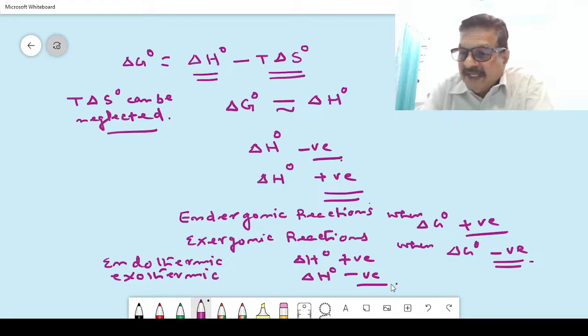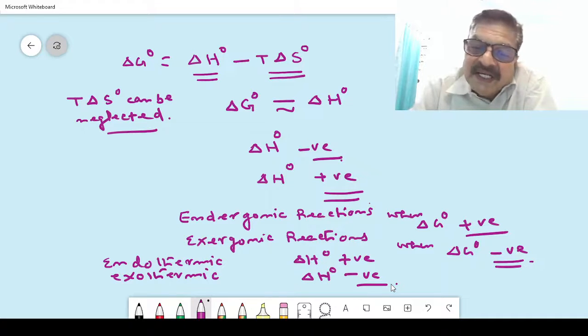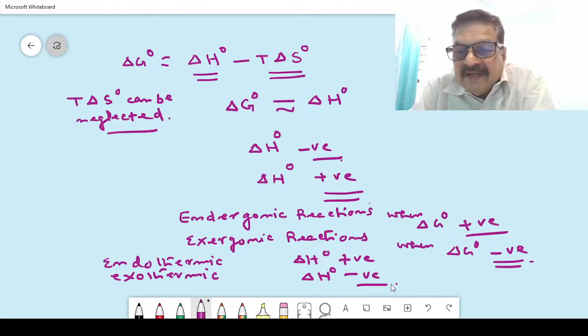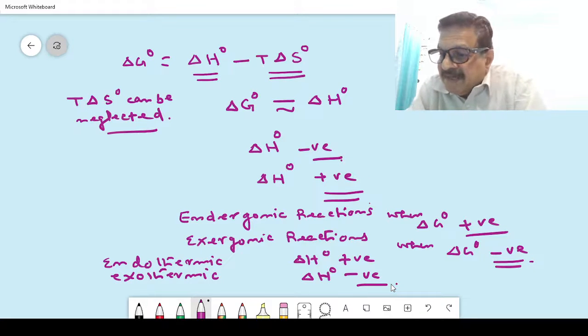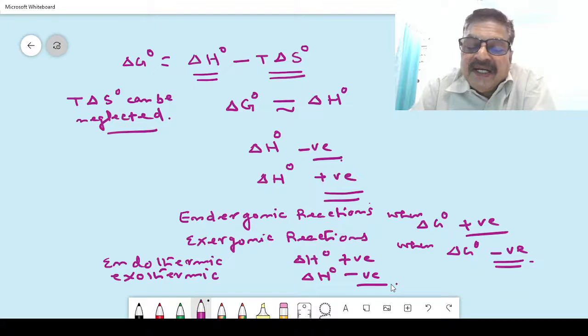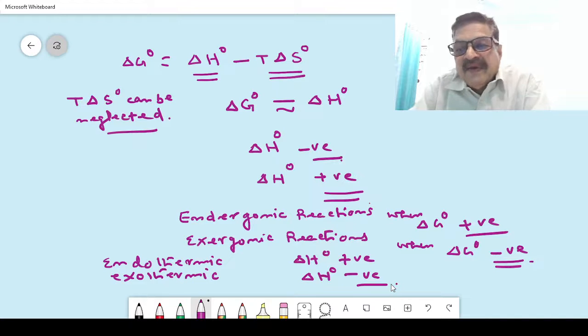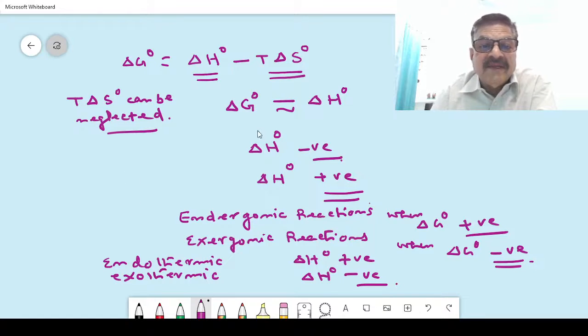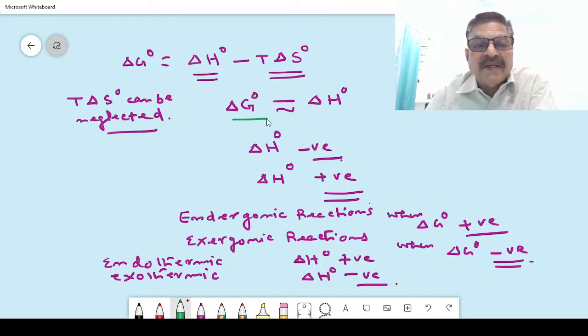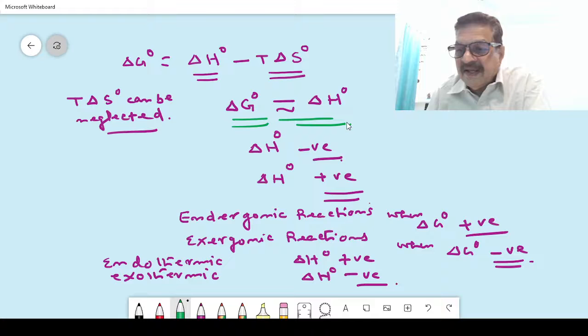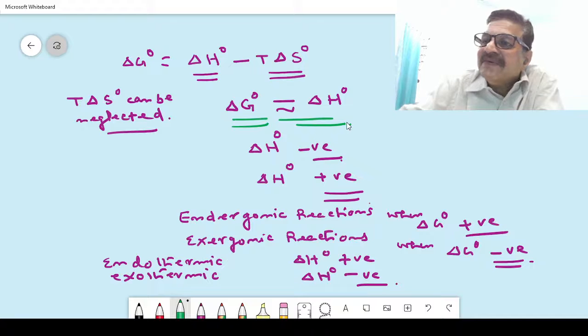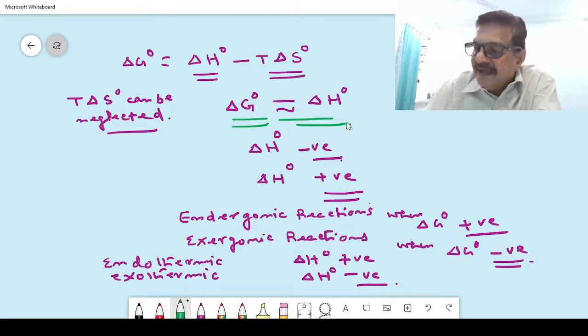So delta G is usually approximated with the delta H. Endergonic reaction delta G positive, exergonic reaction delta G negative. Endothermic reaction delta H is positive, then exothermic reaction delta H is negative. What we have done is that delta G is usually approximated with delta H. Therefore, endergonic and exergonic, we are not using those terminologies now.